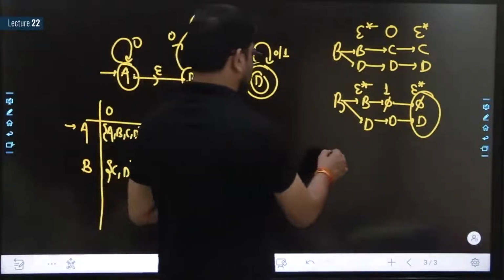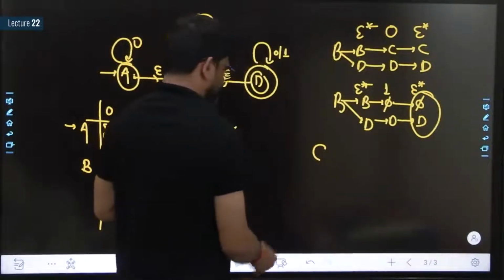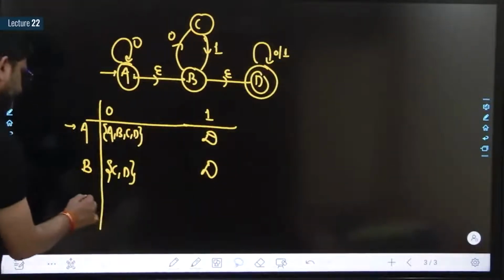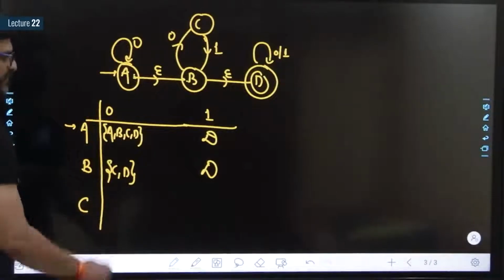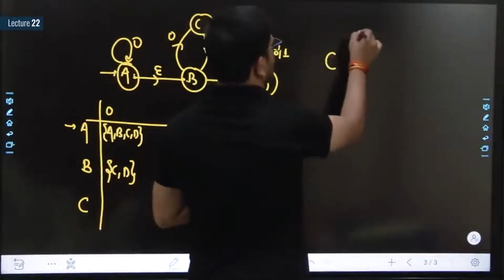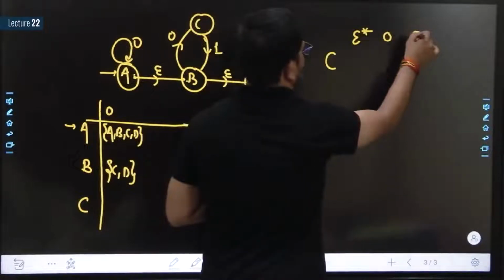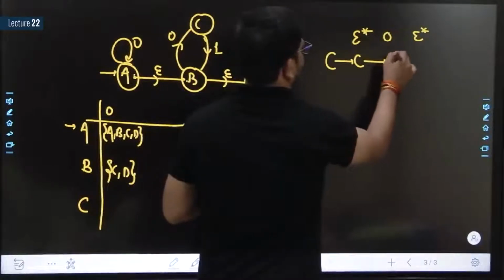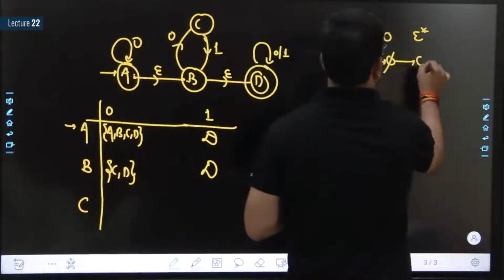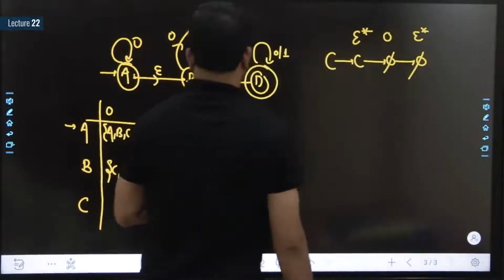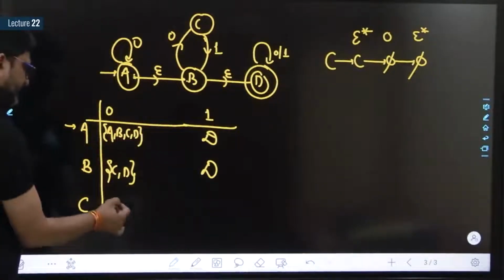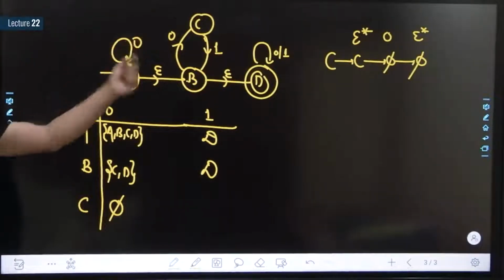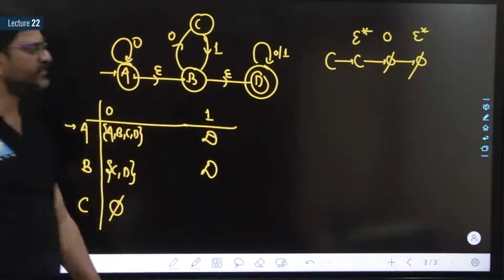Next, C. C on 0, C on 1. C, epsilon closure, 0, epsilon closure. What is the epsilon closure of C? Only C. C on 0, phi. Epsilon closure of phi, phi. Clear? C on 0, phi. There is no transition on C for the input symbol 0.